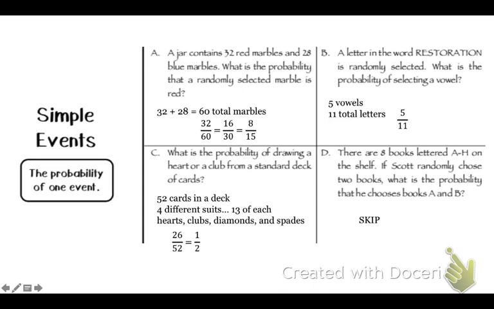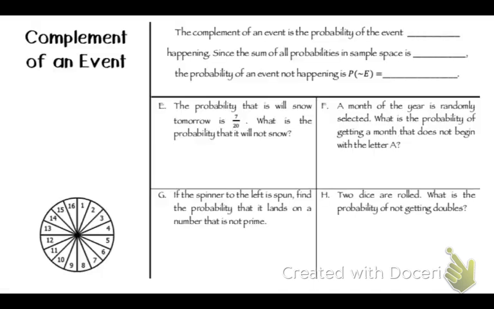Okay, we're going to skip that one. Okay, let's look at this one. So the complement of an event is the probability that the event does not happen. Okay, so it's the probability of the event not happening. Since the sum of the probabilities in the sample space is always 1. So no matter what, the probability of something happening is 100%.